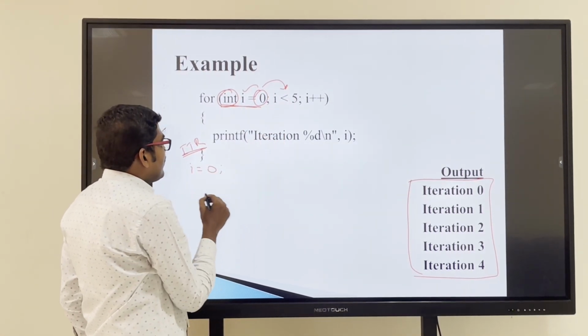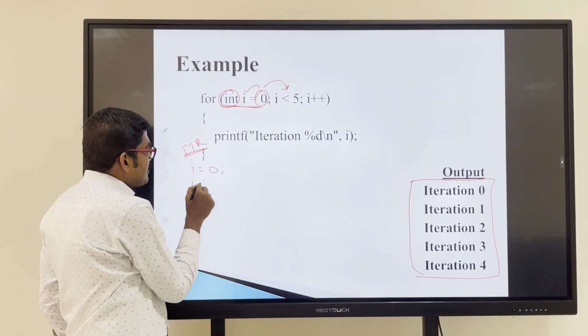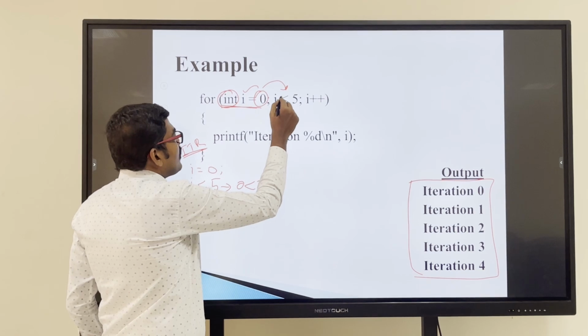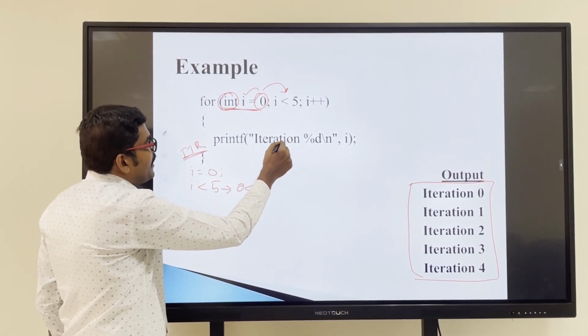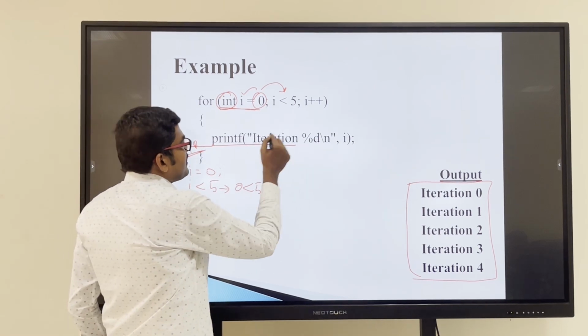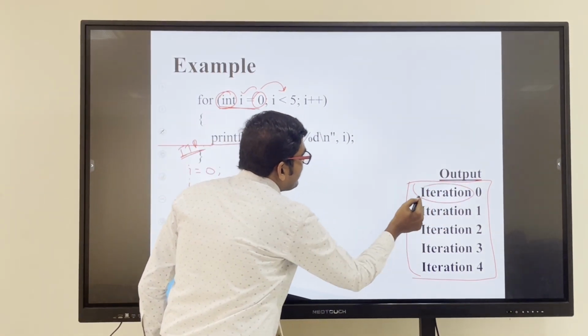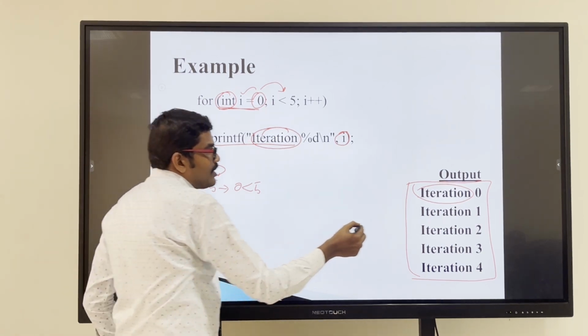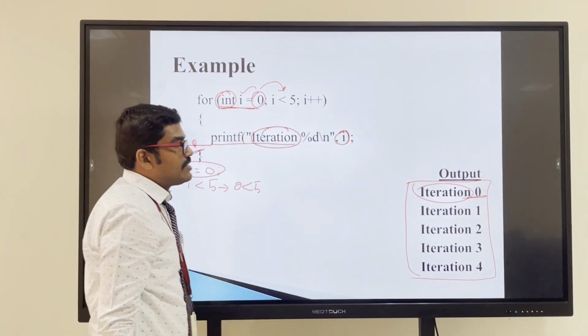There it is going to check the condition whether I is less than 5. That means, is 0 less than 5 or not? If the condition is true, it is going to print this one. Print means print iteration, then the I value. Now the I value will be 0, so it is printing iteration 0.